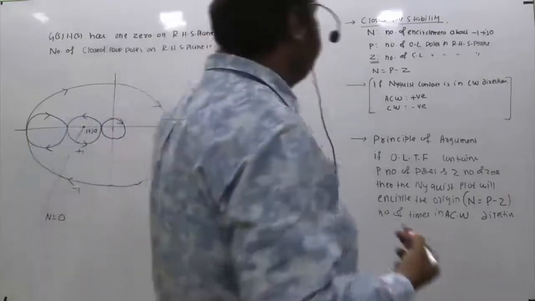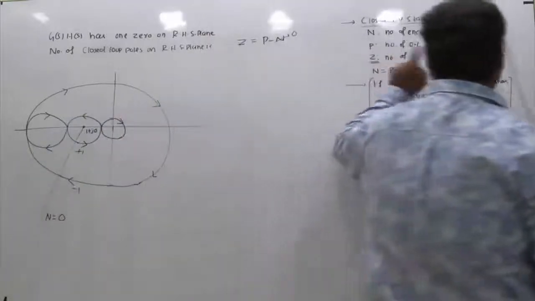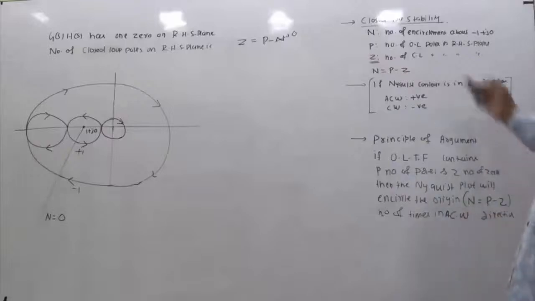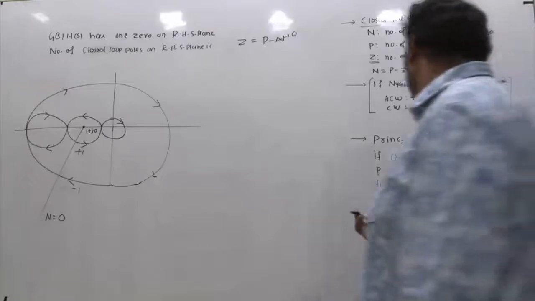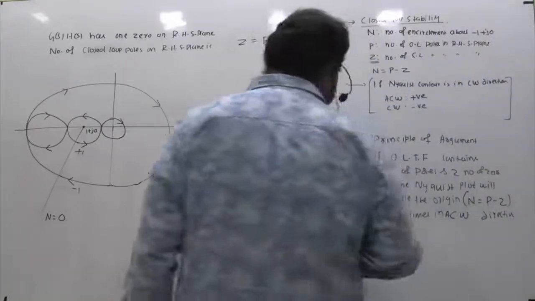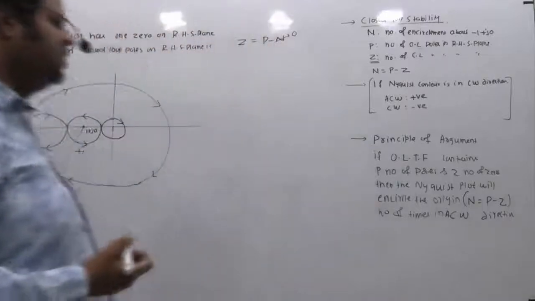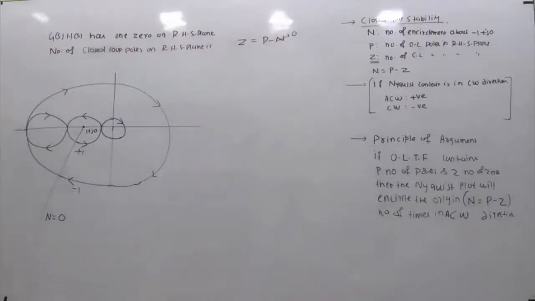What is this P? P is the number of open loop poles in the right half of the S-plane. But this information is not given in the question. For that purpose, I will use this information, which will give us some information regarding the open loop system. This says, if the open loop transfer function contains P number of poles and Z number of zeros, then the Nyquist plot will encircle the origin N equals P minus Z number of times.